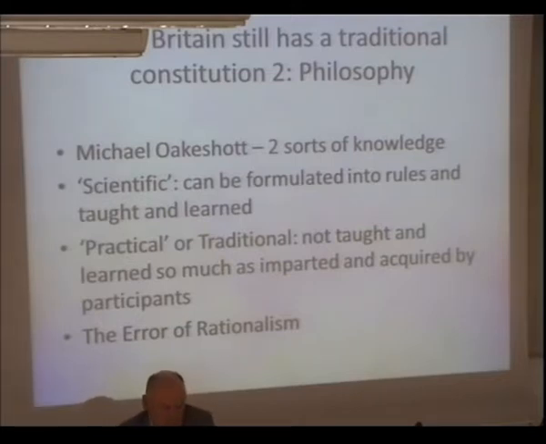And Oakeshott, in a classic essay called Rationalism in Politics, tries to explain this by saying there are two types of knowledge. One type of knowledge we are all familiar with, we students, we in universities, we scholars: scientific knowledge. Scientific knowledge, says Oakeshott, is the type of knowledge that can be formulated into rules, it's susceptible of being precisely formulated, and can be taught and learned. It's what you learn in universities. 2 + 2 = 4. Mathematics is the epitome of scientific knowledge.